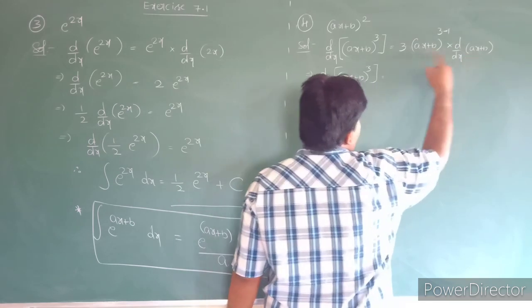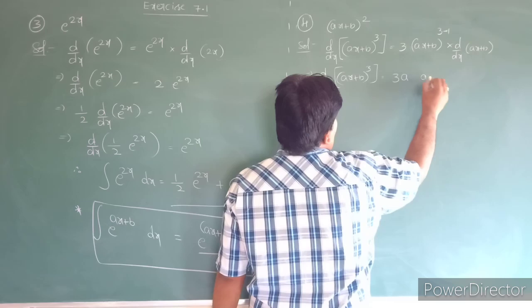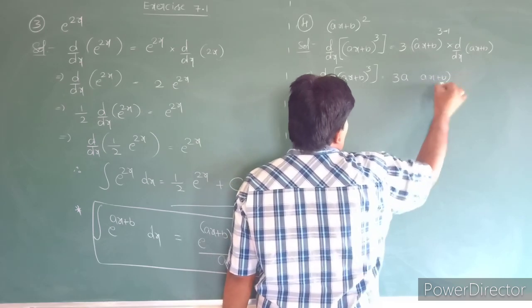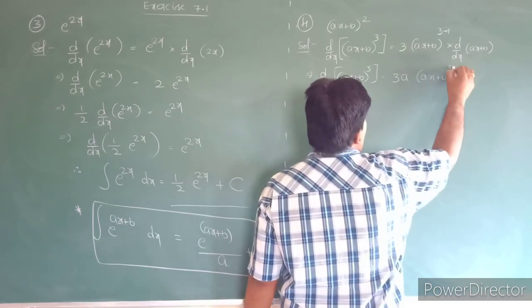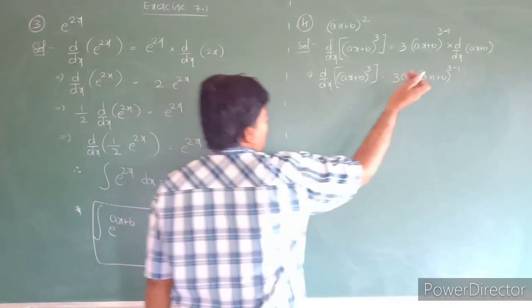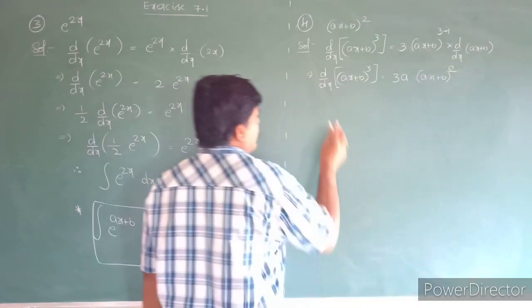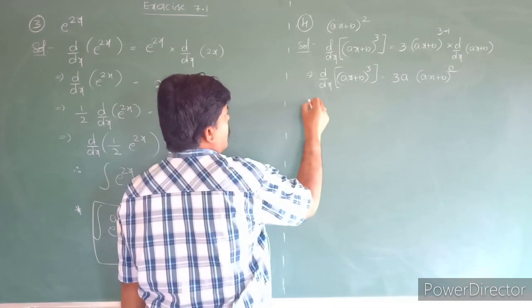The derivative of ax plus b is a. So it will become 3a into (ax plus b) to the power 3 minus 1. Take this 3 minus 1, it will become the square only. So it is (ax plus b) whole square.